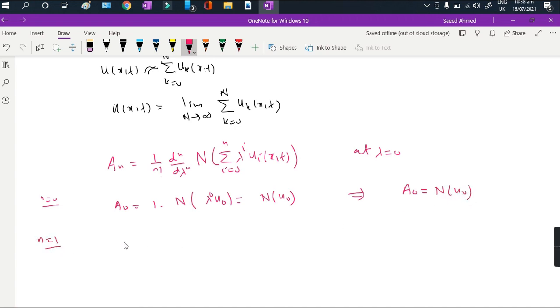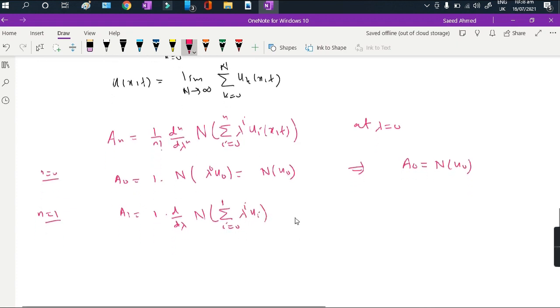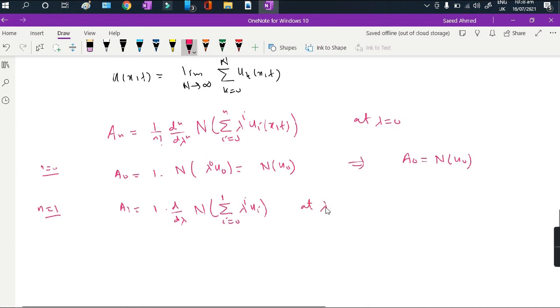For n equal to 1, A_1, again 1 over 1 factorial is 1, and d by d lambda of the nonlinear term N of the summation i from 0 to 1 of lambda to the power i and u_i, at lambda equal to 0. It becomes d by d lambda N of, when i is equal to 0, lambda to the power 0, which is 1, so it is u_0, plus when i is 1, it is lambda times u_1, at lambda equal to 0.